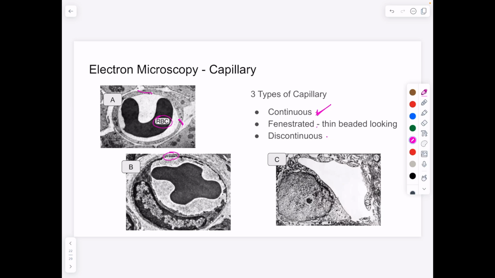Then we have fenestrated. You can see that there are little beads on the edge, very thin, and so those would be our fenestrae, or the tiny holes. But you're not going to have red blood cells go through those because they're not particularly big holes. So small things can go through, proteins, etc., but not the big red blood cells. And then you have discontinuous, and you can see that we have these big chunks of missing endothelium. And so in this case, you would have a discontinuous capillary. You could theoretically have red blood cells slip through those.